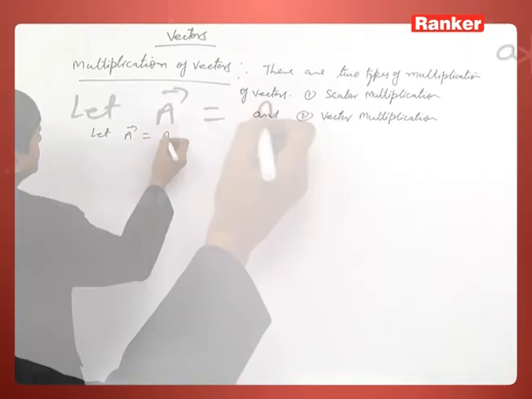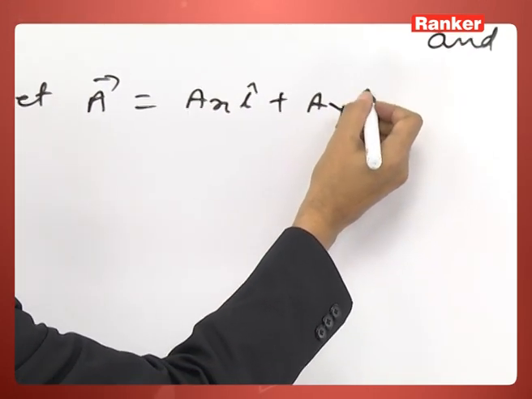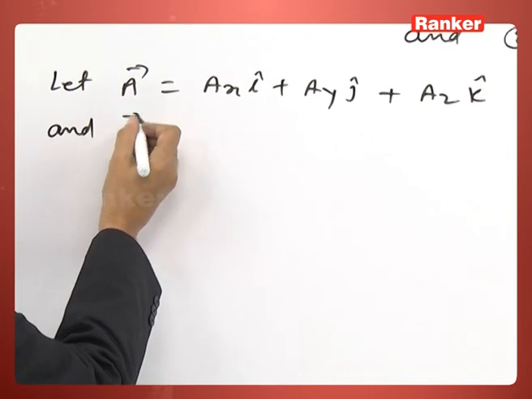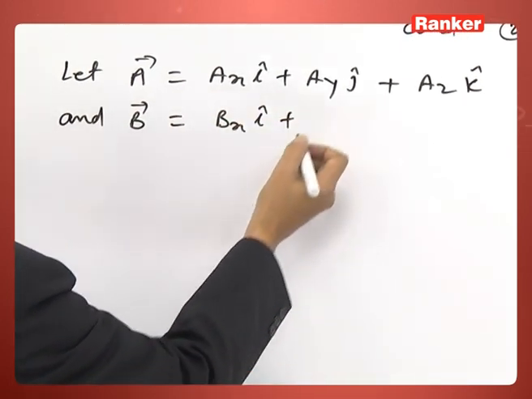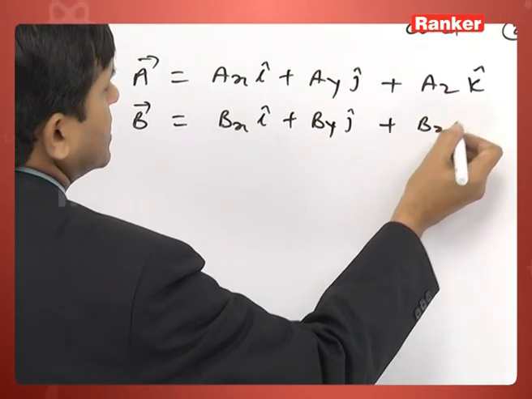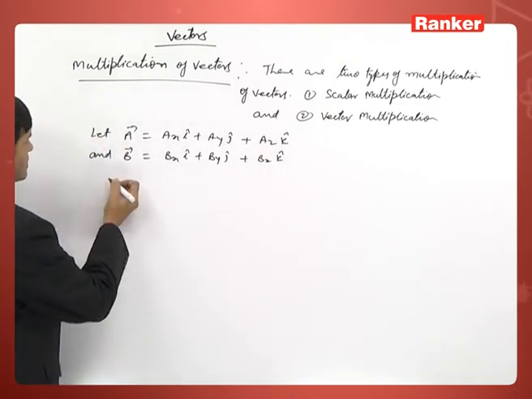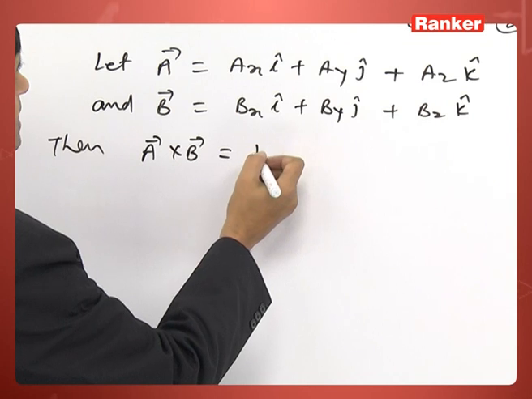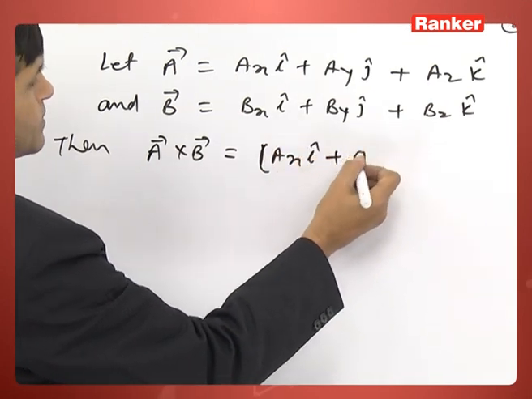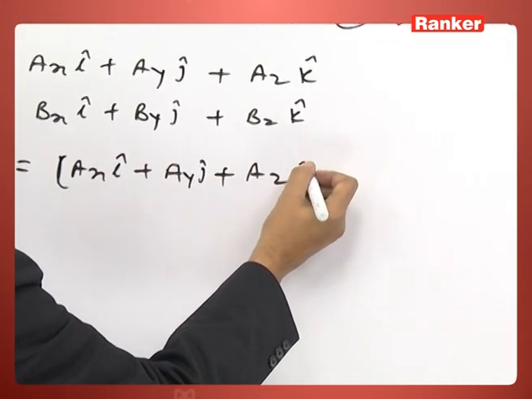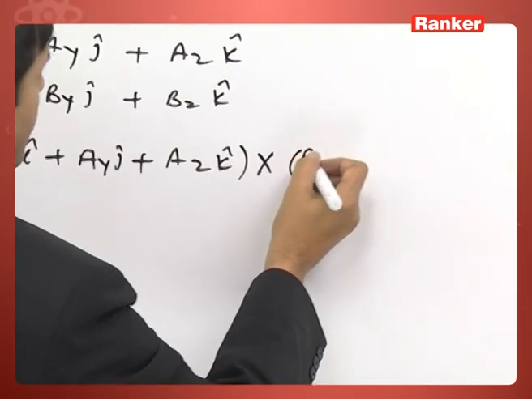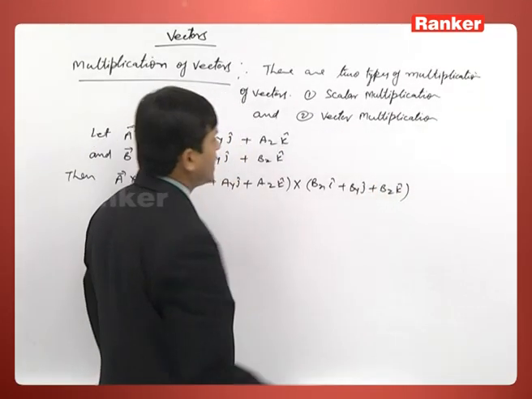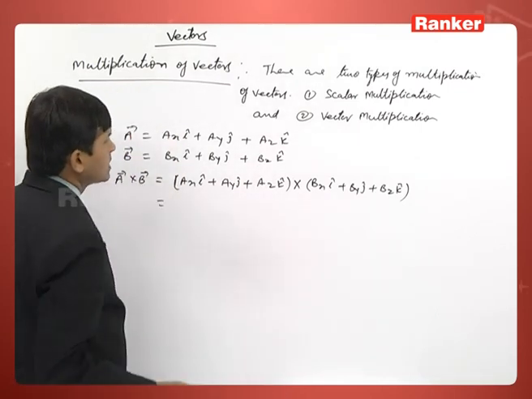Let vector A be ax i cap plus ay j cap plus az k cap, and vector B be given as bx i cap plus by j cap plus bz k cap. And if we want to make the cross product, then A cross B can be written like this: (ax i cap, ay j cap, az k cap) cross (bx i cap, by j cap and bz k cap). Now see how to do the cross product.